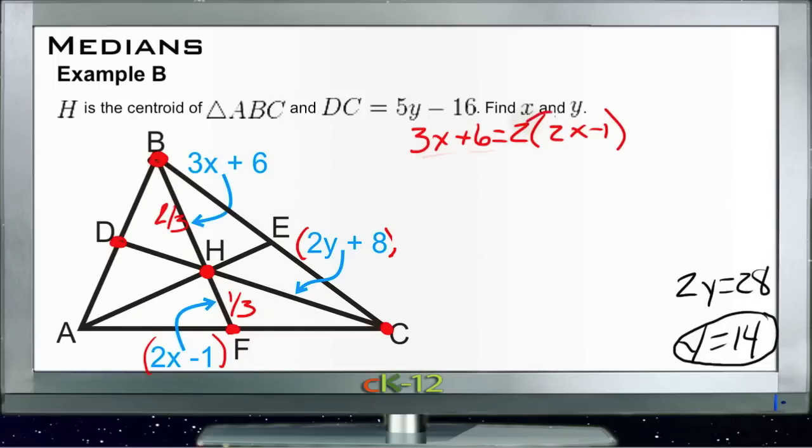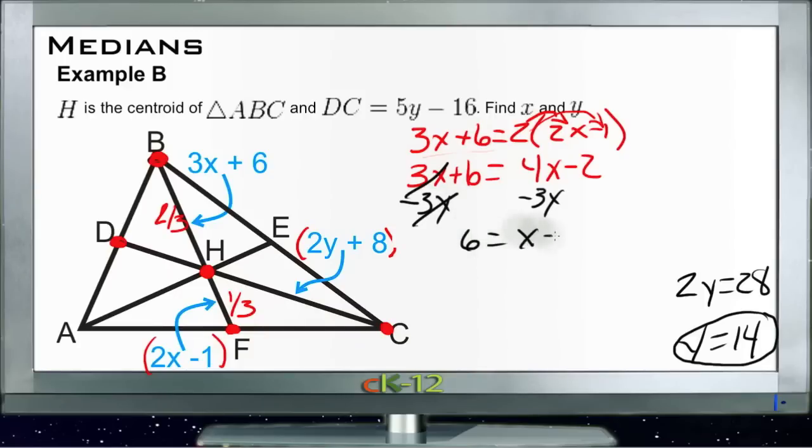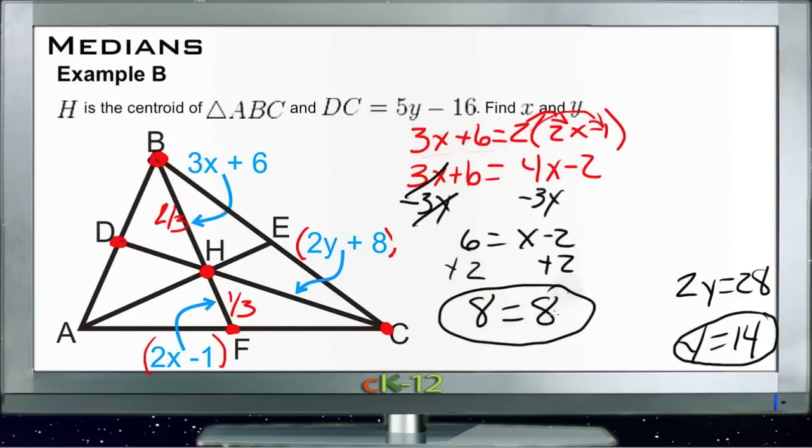So distribute the 2. We get 2 times 2x is 4x. And 2 times negative 1 is negative 2. Is equal to 3x plus 6. Now we have more x's on the right, so we're going to solve our x's over there. Subtract 3x from both sides, 3x from both sides, cancels. 6 equals x minus 2. Add 2 to both sides, and we get 8 is equal to x. Oops, 8 is equal to x, not 8 is equal to 8. Although it is. It doesn't help us very much. So x is 8 and y is 14.